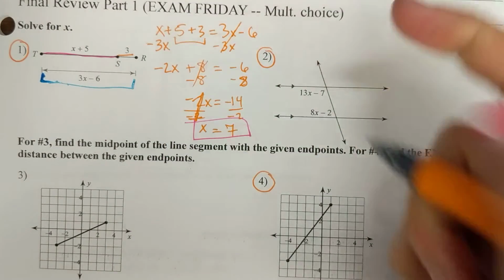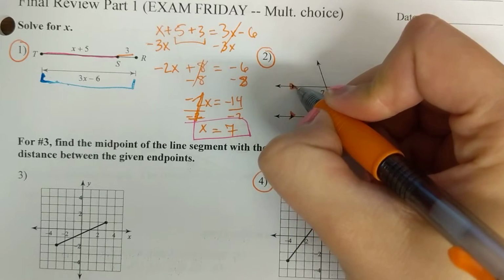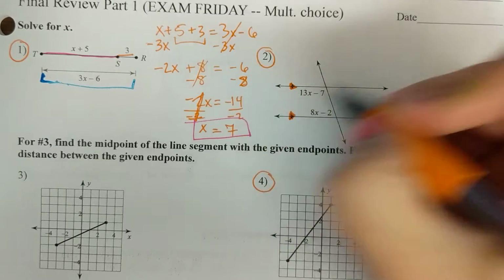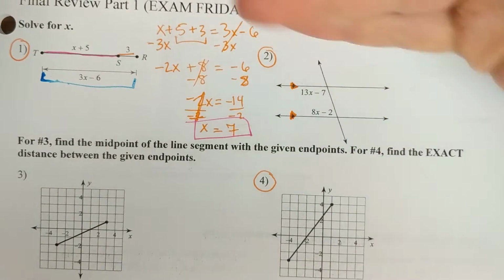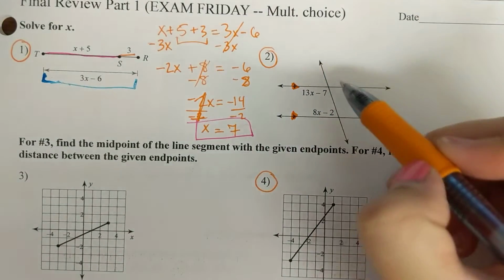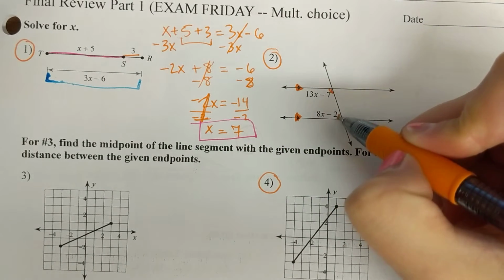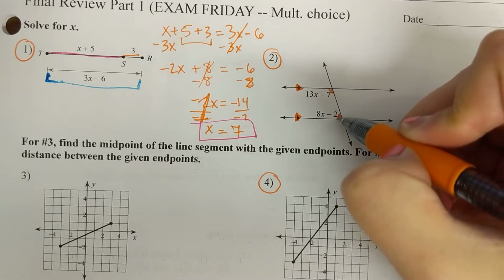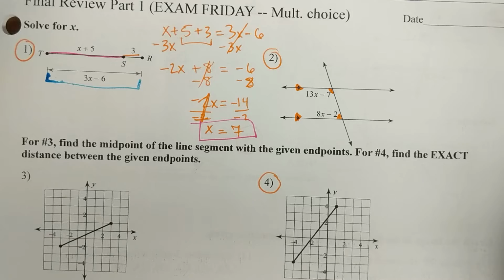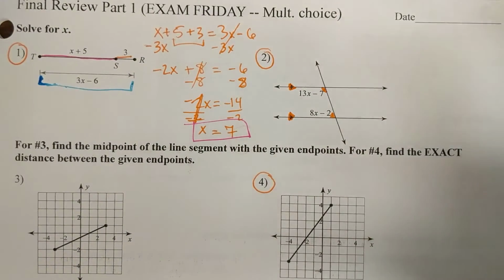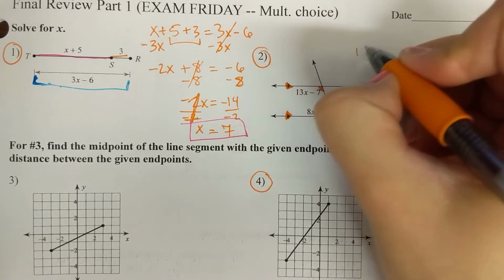When the lines are parallel, then that means there are several important relationships. These right here are inside of the parallel lines, and they're on the same side of the transversal. So here and here. Those are called same side interior. When the lines are parallel, same side interior angles are supplementary. So that's what we're gonna do, is add them and equal them to 180.